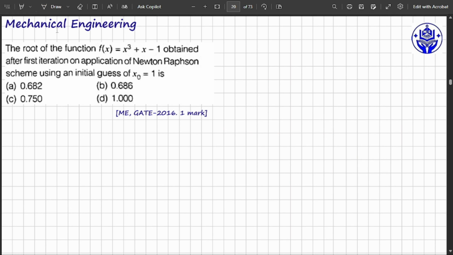Next question is again in mechanical engineering. The root of the function f of x is equal to x cube plus x minus 1, obtained after the first iteration on application of the Newton-Raphson scheme using x0 equal to 1. Again, starting over here. So what is the f dash of x in this case?